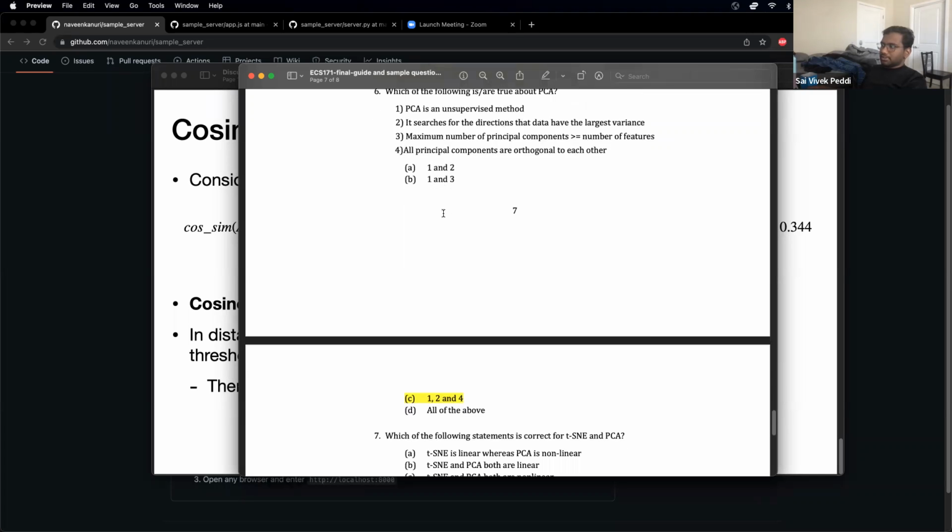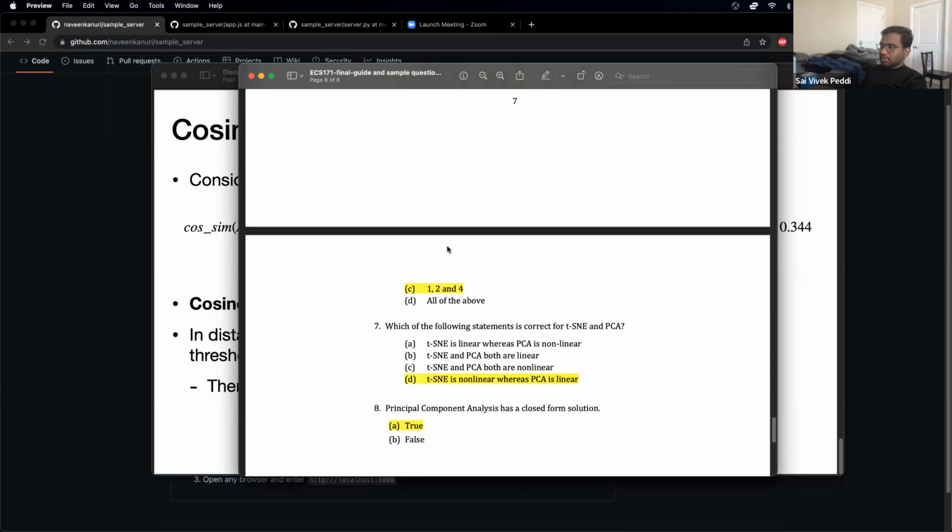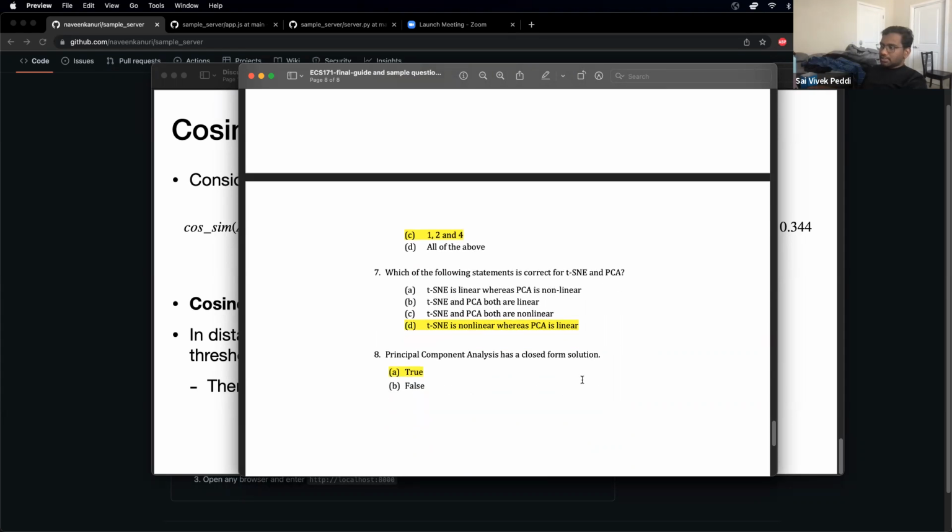All principal components are orthogonal to each other. Which of the following statements is correct for t-SNE and PCA? t-SNE is for non-linear, while PCA is linear. PCA has a closed form solution. True.